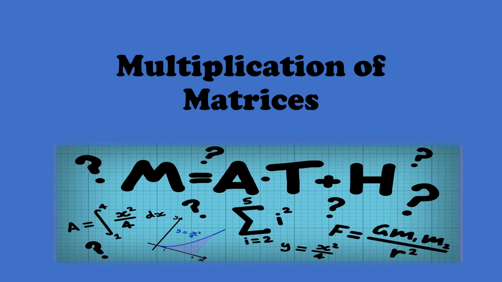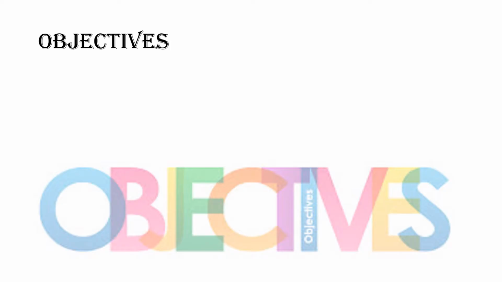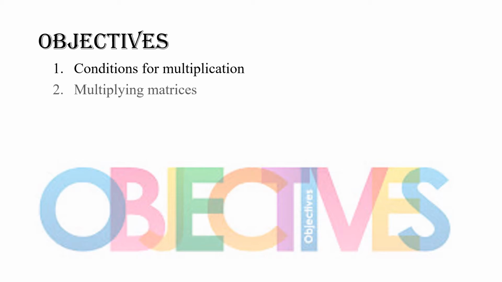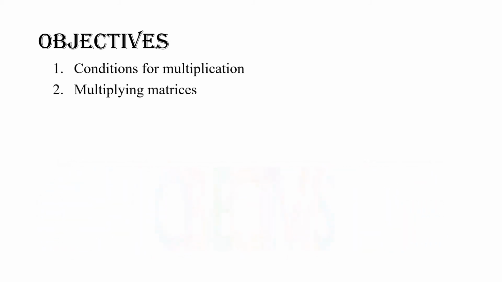Today we're going to continue with our series on matrices, and today we're going to look at how we can multiply matrices. So what are our objectives for today? Firstly, we will look at the condition that has to exist for two matrices to be eligible for multiplication. Yes, we have to know that first. And secondly, of course, I'll be teaching you how to multiply matrices. And what better way to learn this than by practicing a few of those?